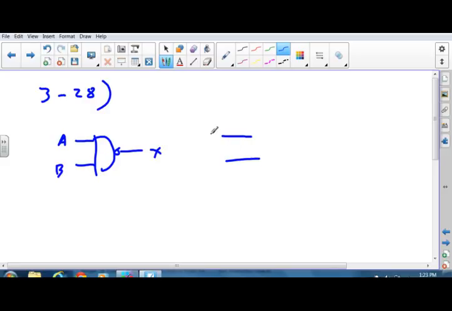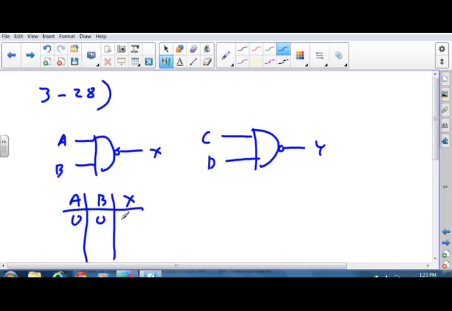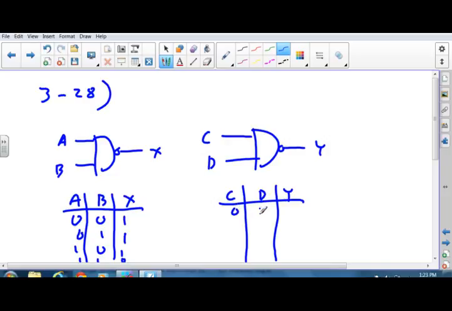X, D, C. C, D, Y. All right, so truth table A, B, X: 0, 0, 1; 0, 1, 0; 1, 1, 0; 1, 1, 1, 0. All right, next guy, C, D, Y. And it's the same circuit, so of course it's going to be the same thing. 0, 0, 1; 0, 1, 1; 1, 0, 1; 1, 1, 0. Okay, so I did that.